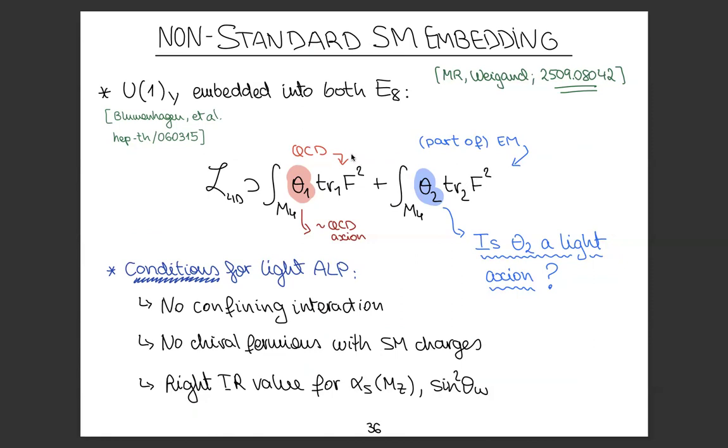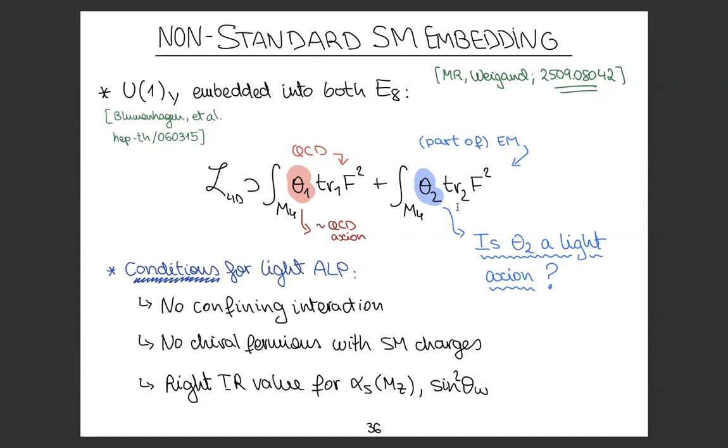Assuming that QCD and the electroweak SU(2) sector come only from the first E8, then theta 1 is going to be something like a QCD axion because it couples to gluons. But theta 2 can couple to photons via the anomaly because part of electromagnetism is also embedded here. So now the question is, how light can theta 2 be? The first thing that you realize is that there are some conditions that this kind of model has to satisfy in order for theta 2 to be a very light axion-like particle.